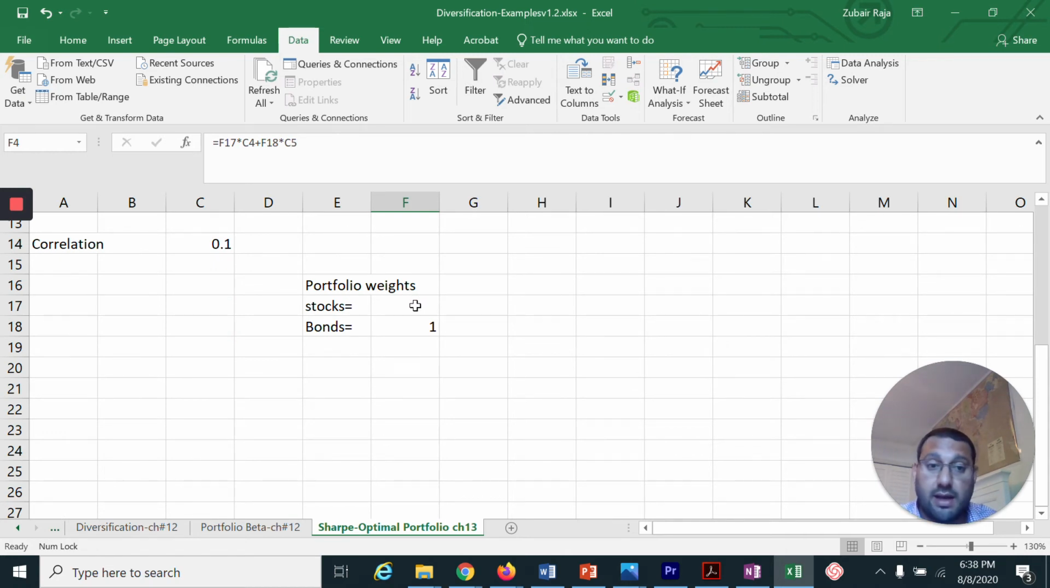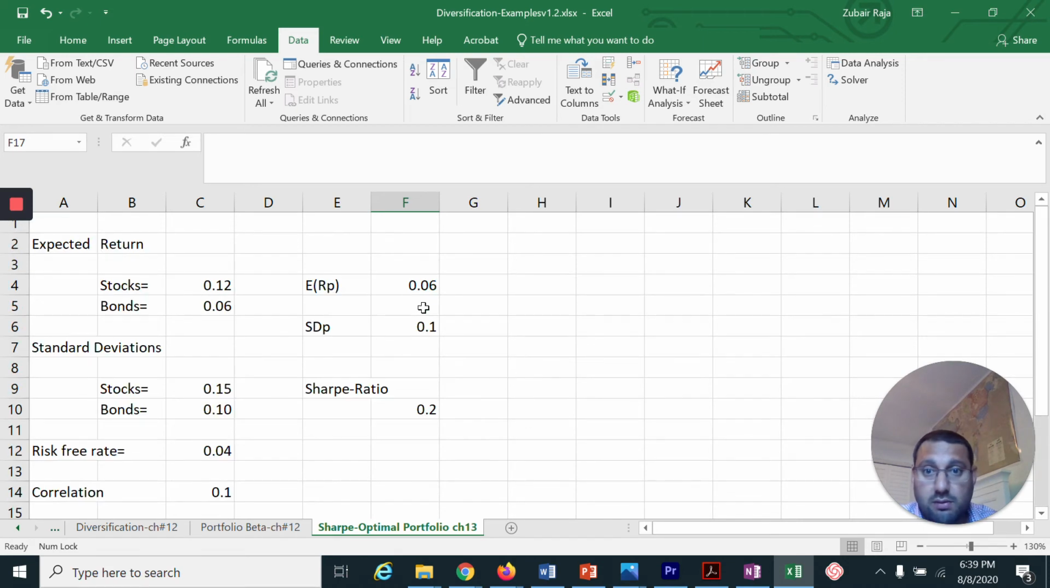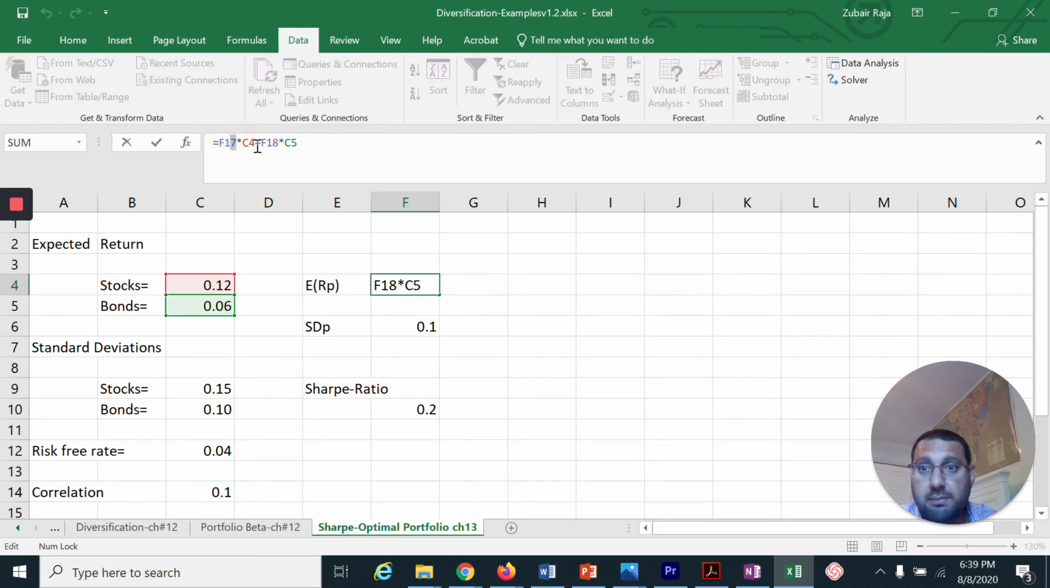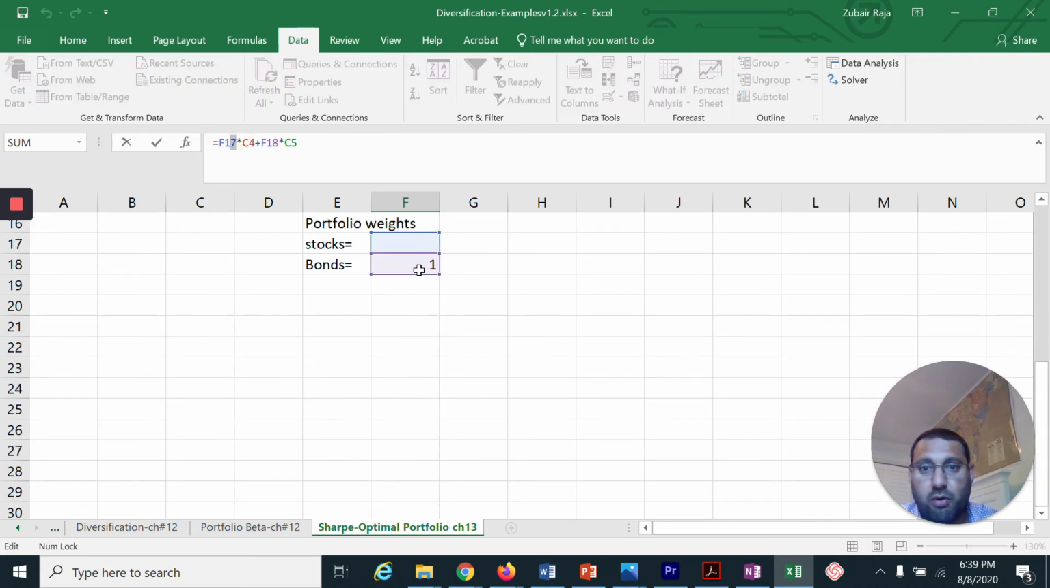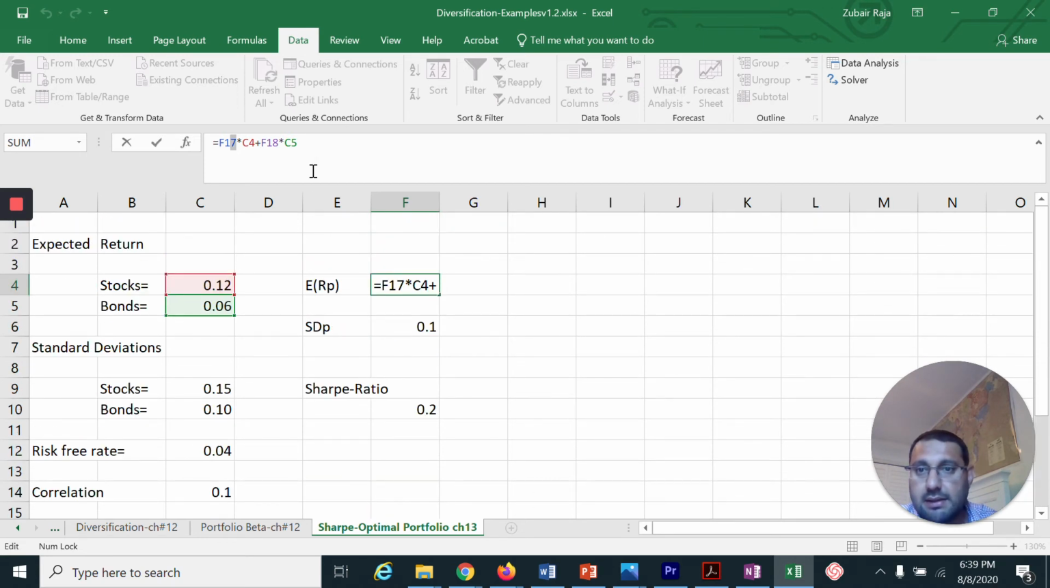I'll explain, and you will understand once the video finishes. From this cell we are multiplying. I intend to have the weight of the stock over here, F17, multiplied by C4, plus F18, the weight of the bond, multiplied by C5, the expected return of the bond fund.